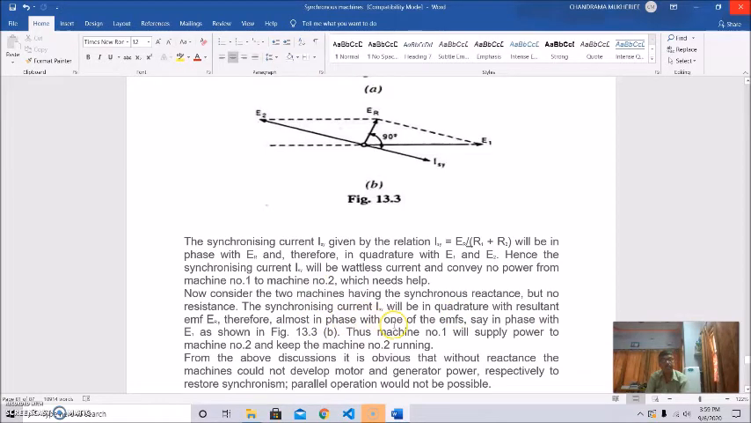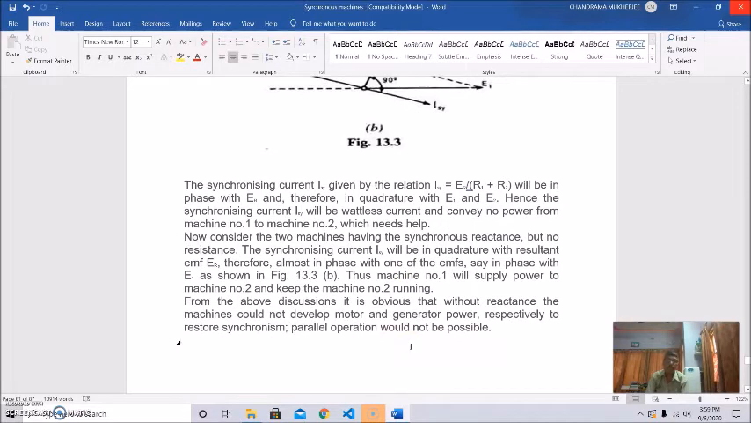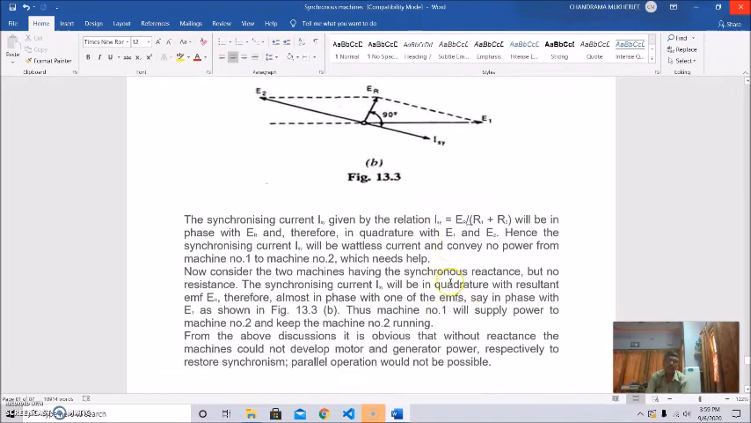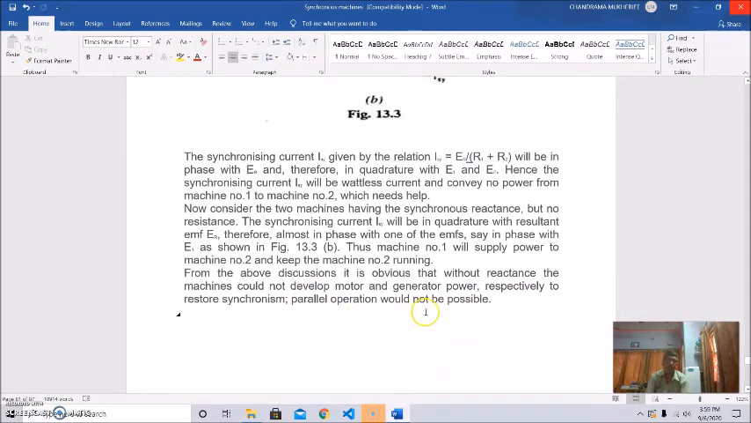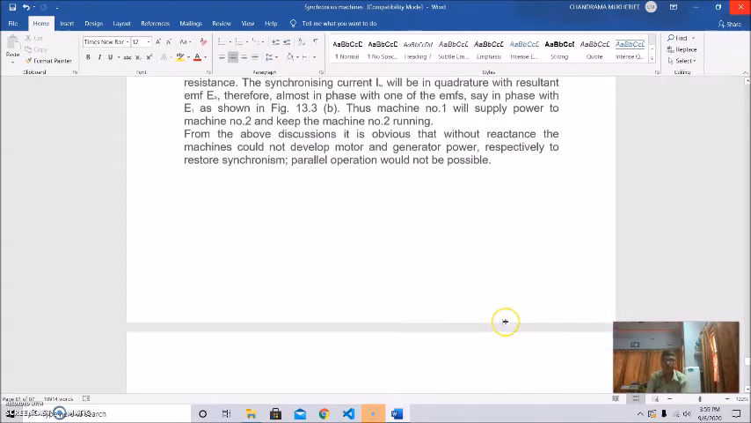The synchronizing current ISY will be in quadrature with the resultant EMF ER. That is shown here, and machine number 1 will supply power to machine number 2 and keep machine number 2 running. So from the above discussion, it is obvious that without reactance, the machines could not develop motor and generator power respectively to restore synchronism, and parallel operation will not be possible.